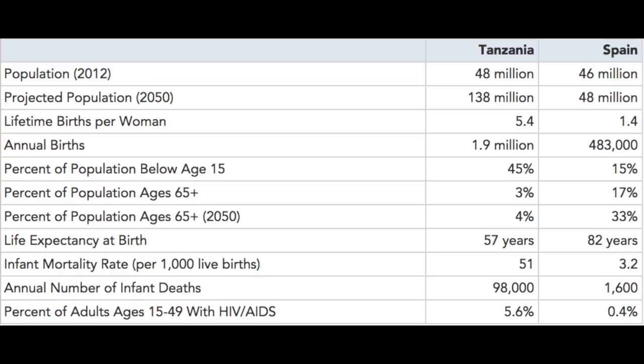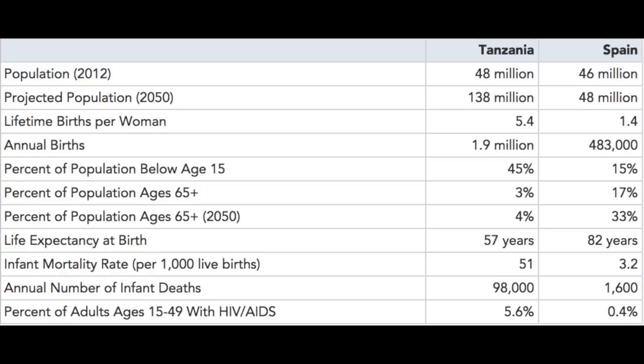To highlight the problematics behind a high TRF, we can analyze two nations, Tanzania and Spain. Tanzania is considered an underdeveloped nation, while Spain is considered industrialized. In 2012, we can see that their population was fairly similar, but there is a huge disparity in their projected population for 2015. Tanzania's population is almost doubling, while Spain only grew about 2 million people.